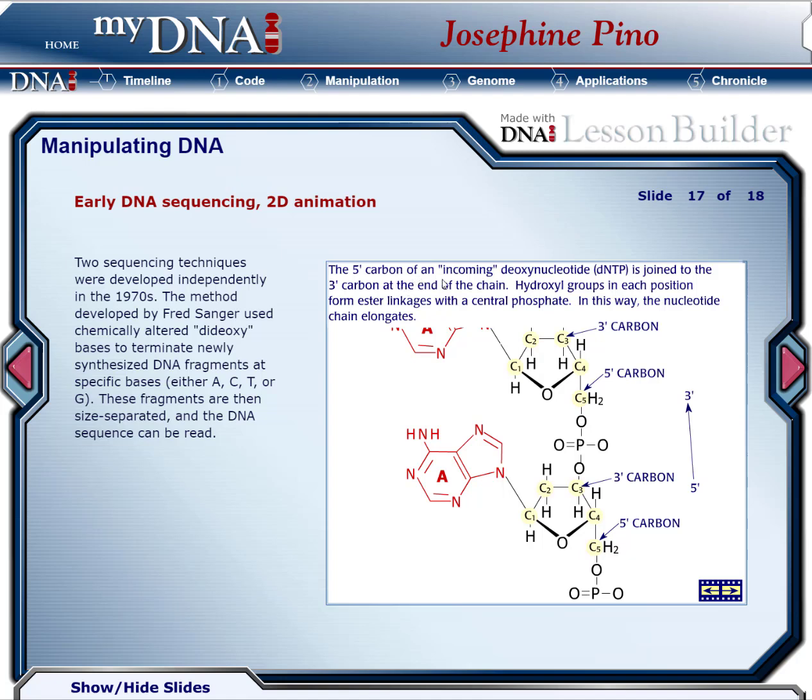So the 5' carbon of an incoming deoxynucleotide, dNTP, is joined to the 3' carbon at the end of the chain. 3' carbon, and here is the 5' carbon. The hydroxyl groups in each position form ester linkages with a central phosphate. Okay, here's the central phosphate and an ester linkage. Okay, I want to go back. In this way, the nucleotide chain elongates.